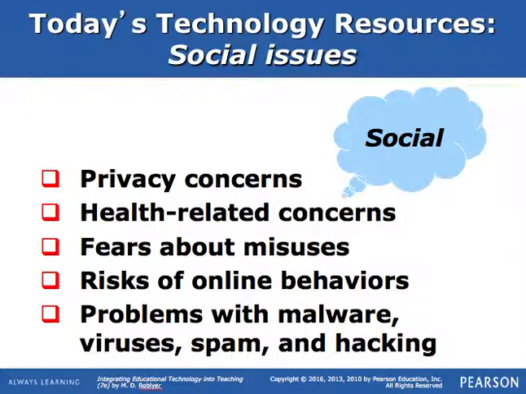Social issues that we have are the privacy concerns. For example, we talked about this a little bit the first day when I was showing you Facebook. A lot of kids don't want to work in an open social setting because of issues they may have with being picked on or deemed weird or whatever. That's one type of privacy concern.